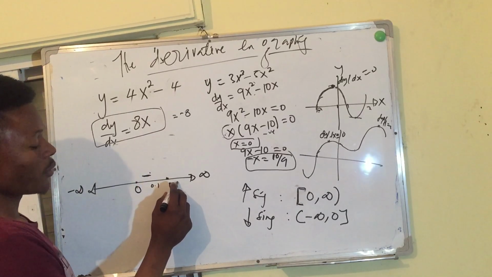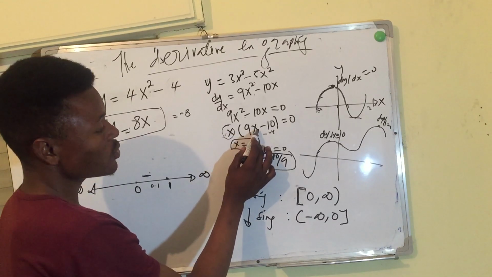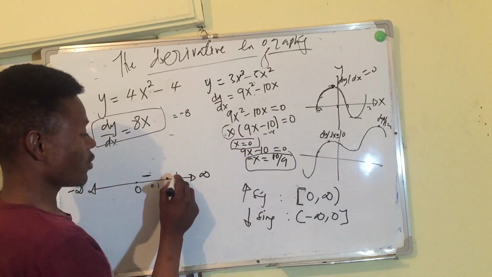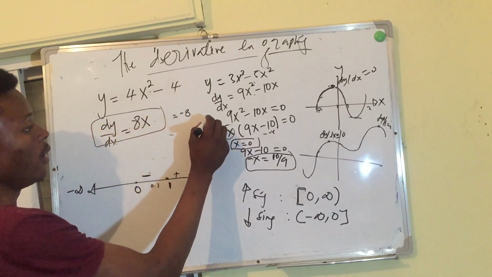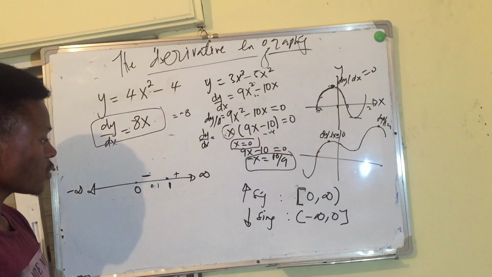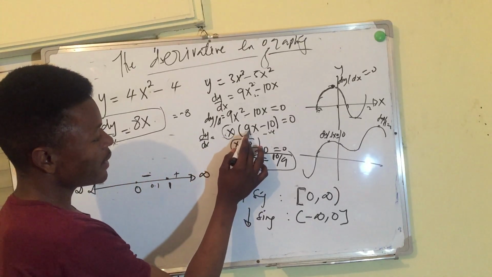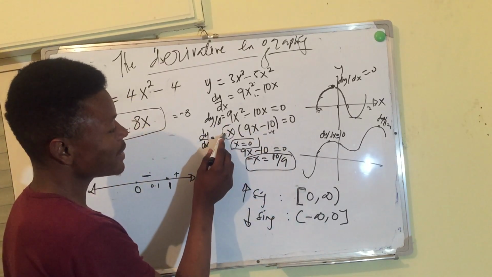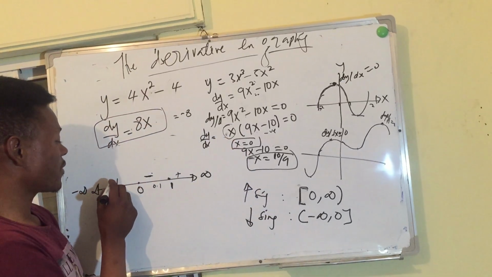Any number greater than 1, let us say 2. Here 9 times 2 is 18. 18 minus 10 is positive. Positive times positive, positive. So the dy dx here is positive. So it's positive. What is happening when x is negative? 9 times a negative number is negative, minus 10 is negative, times a negative number, positive. So this graph is positive in this direction.